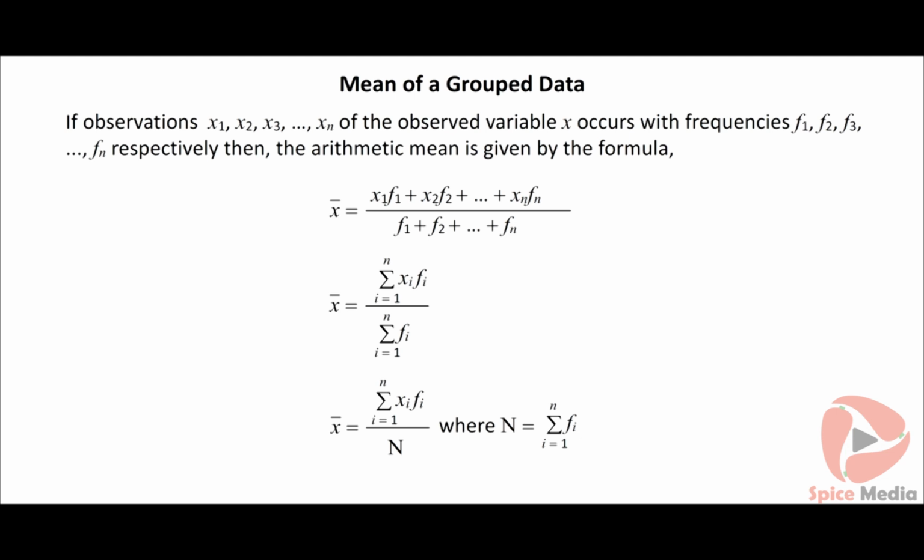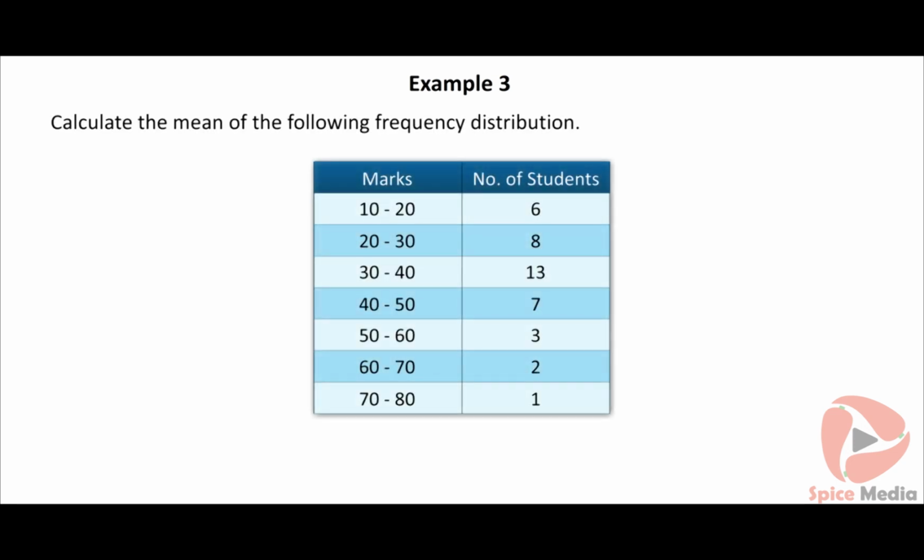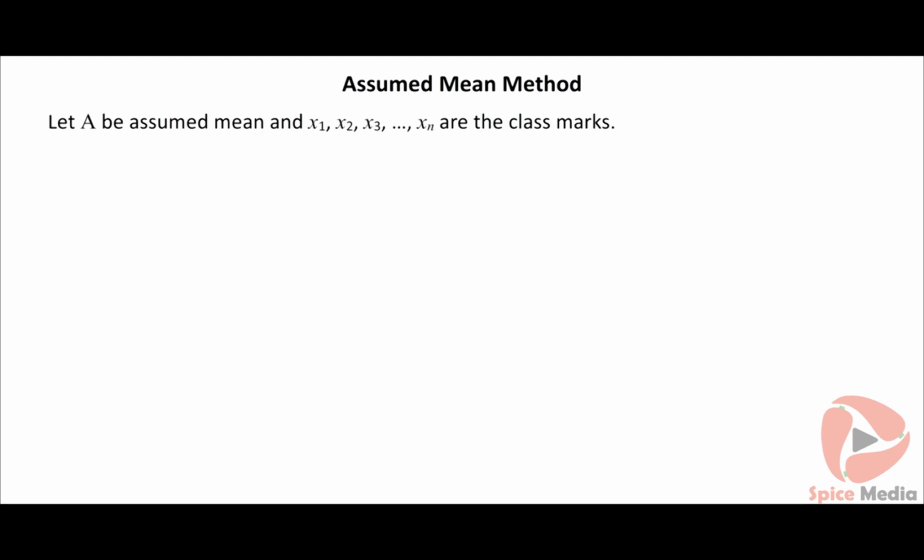X bar is equal to sigma i is equal to 1 to n xi fi divided by sigma i is equal to 1 to n fi. X bar is equal to sigma i is equal to 1 to n xi fi divided by n, where n is equal to sigma i is equal to 1 to n fi.